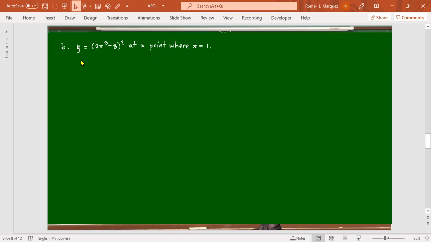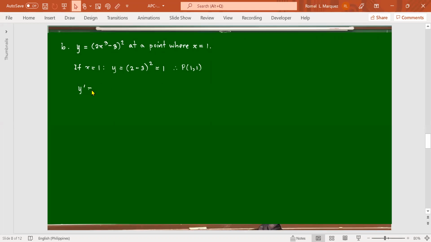So let's get it first. If x is equal to 1, what is the y value, guys? 2 times 1 cubed, that is 2, minus 3, quantity squared is equal to 1. Okay? So this means that what? The point is what, guys? The point is (1, 1), no? So we can now proceed.